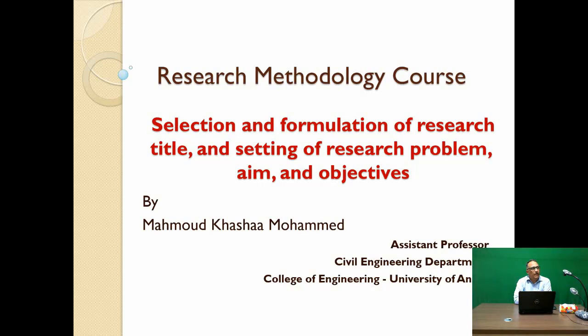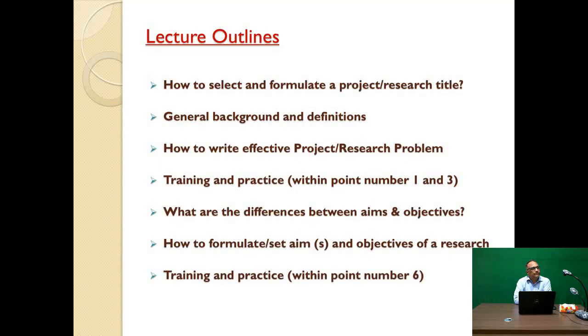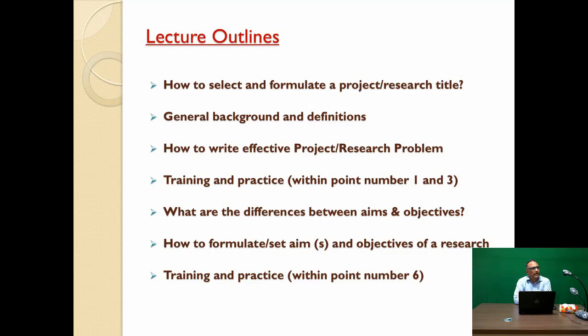My lecture today is a part of a research methodology course for civil engineering students and for postgraduate students in civil engineering. The title of the lecture is Selection and Formulation of Research Title and Setting of Research Problem, Aim and Objectives. Actually, the lecture is divided into three main parts. The first part is about how to select and formulate the research title, the second part is about how to establish the research problem or research question, and finally the third part is about how to set the aim and objectives of a research or a project.